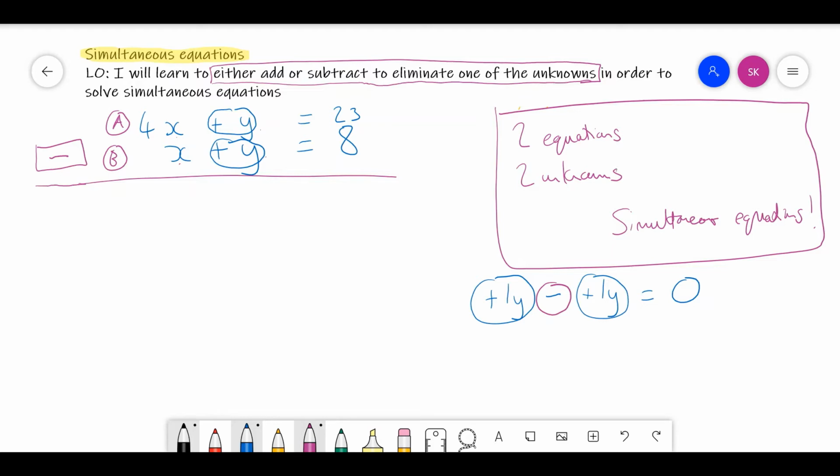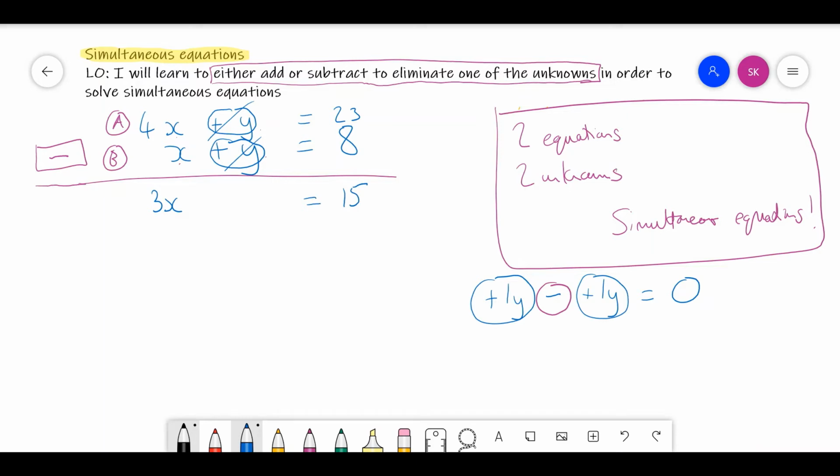Look back to the learning objective. I will learn to either add or subtract to eliminate one of the unknowns. In this case, I'm eliminating the positive y's by subtracting. I now have to subtract all of equation B from all of equation A, which means 4x minus x is 3x. Positive y minus positive y, they're gone. That's the whole point. And 23 minus 8 is 15.